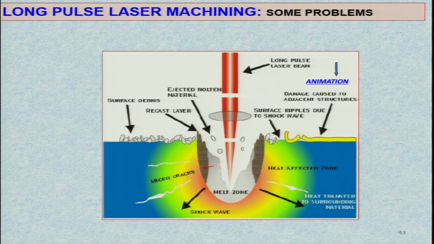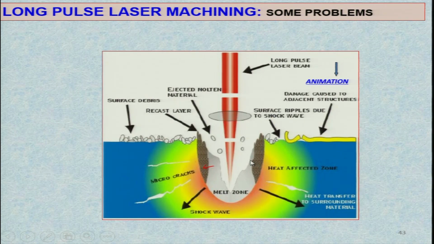And since it is a thermal process, temperature variation is there along the workpiece, from the inner surface to the outer surface, and you can see micro cracks are formed over here as well as over here, and this creates a defect in the workpiece. And shock waves are also formed, as you can see over here.